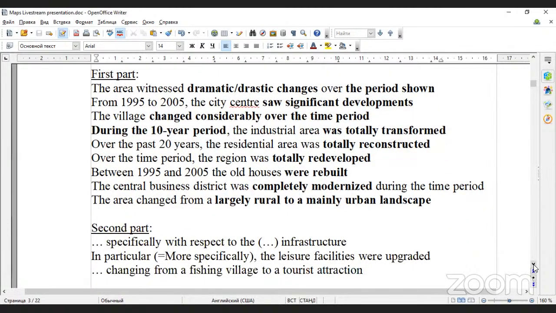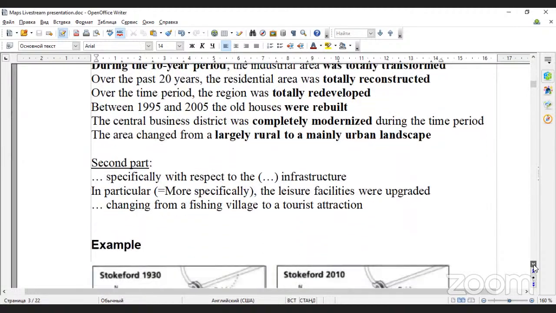So you can say, "it witnessed dramatic changes, specifically with respect to the, let's say, industrial infrastructure or urban infrastructure" or whatever, or "in particular", or "more specifically, the leisure facilities were upgraded", or, for example, "it was transformed, changing from a fishing village to a tourist attraction." Yeah, so this is what an overview can look like.